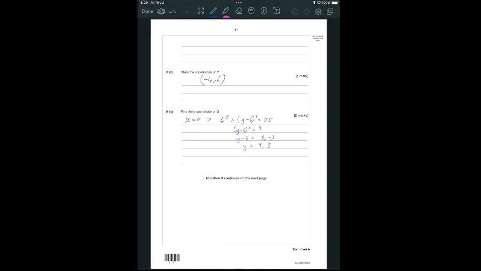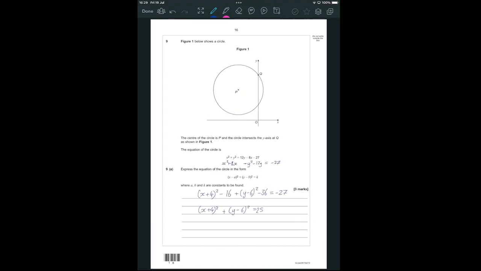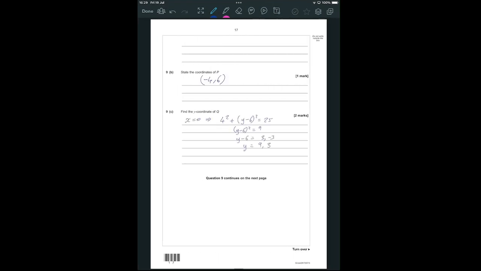We have a choice, but because of the picture, Q is the one that's higher up. So let's use y equals 9. So the y coordinate of Q is 9.